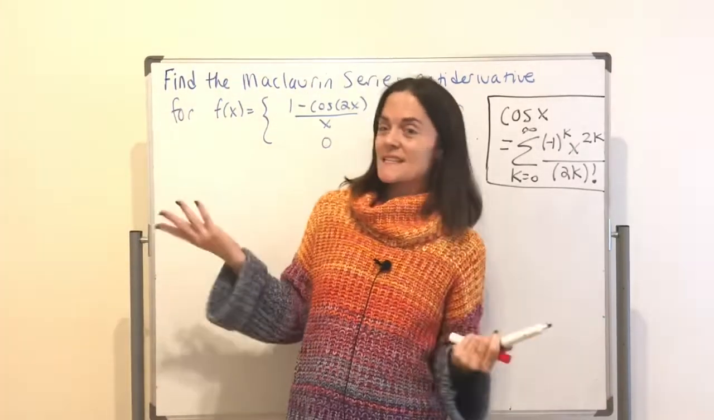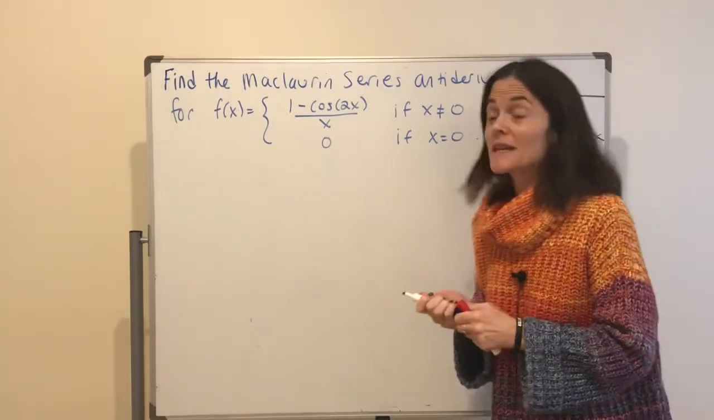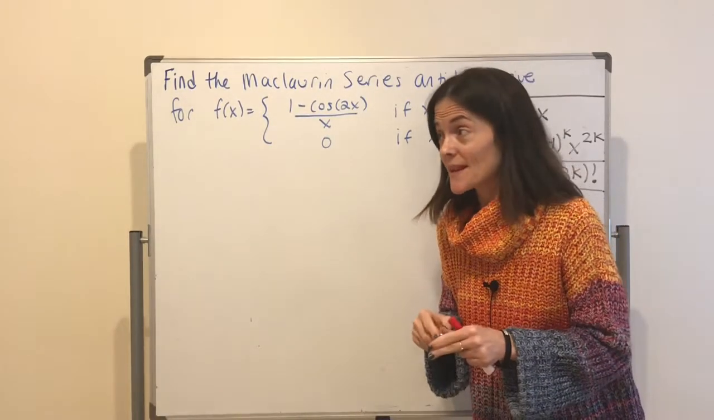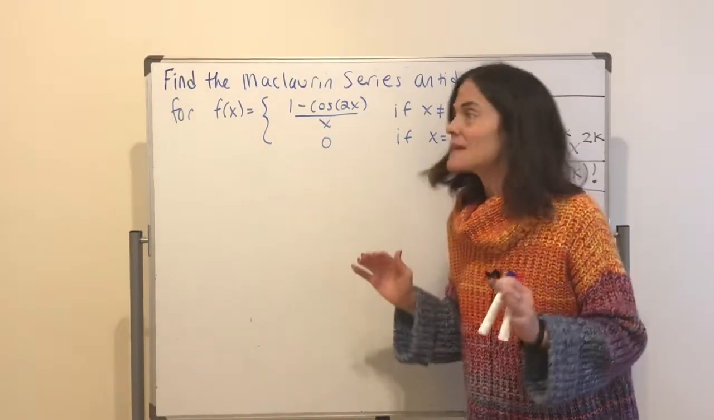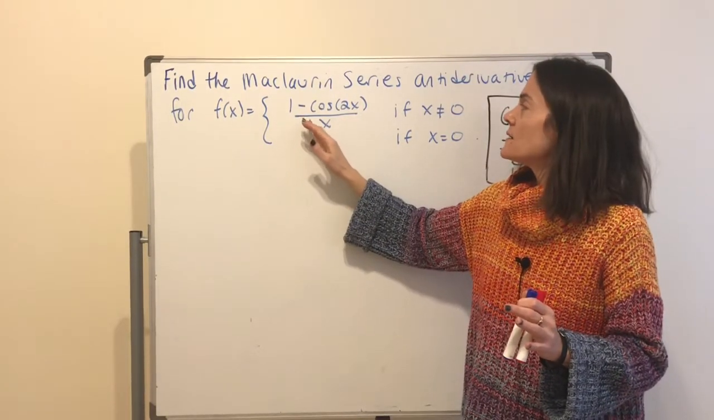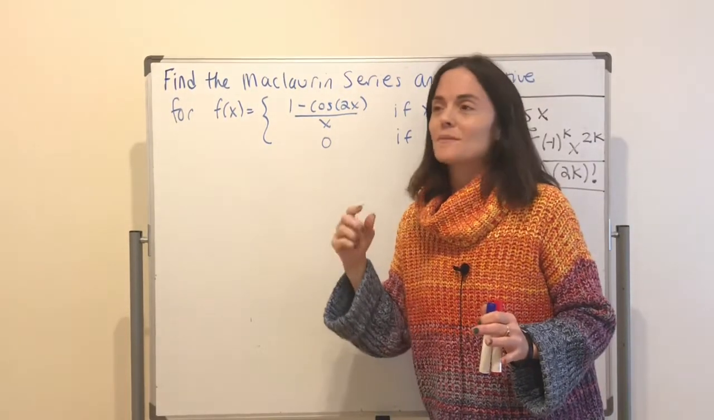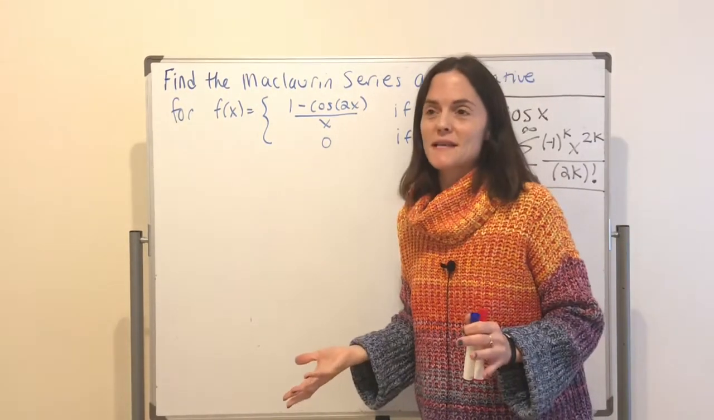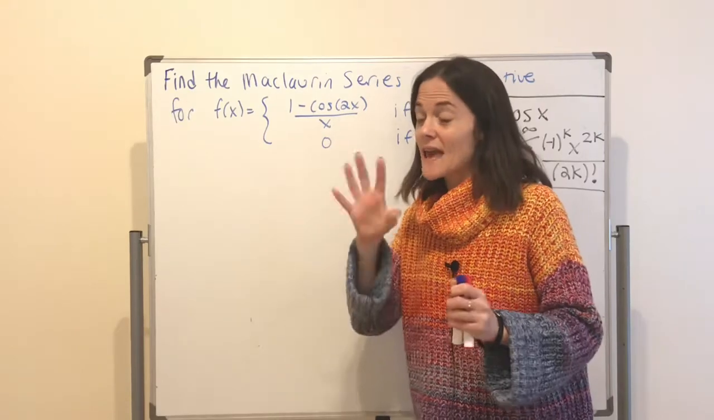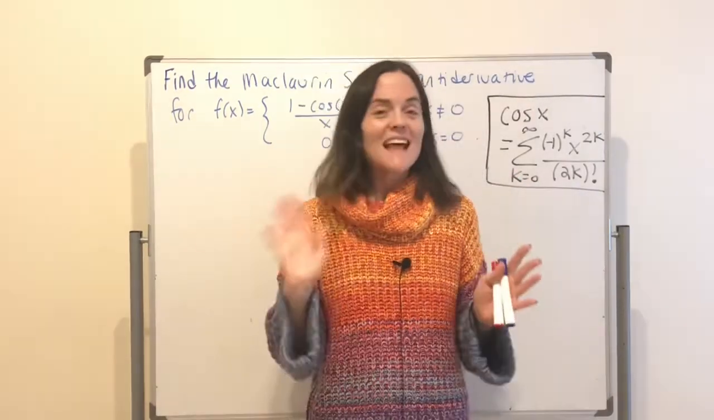I'd like to work this example that comes from an old final exam, and it's a really great exercise in manipulating power series, which means we won't find the Maclaurin series for this by taking derivatives, for example, and evaluating the kth derivative at 0 over k factorial. That's not the way we go about it.